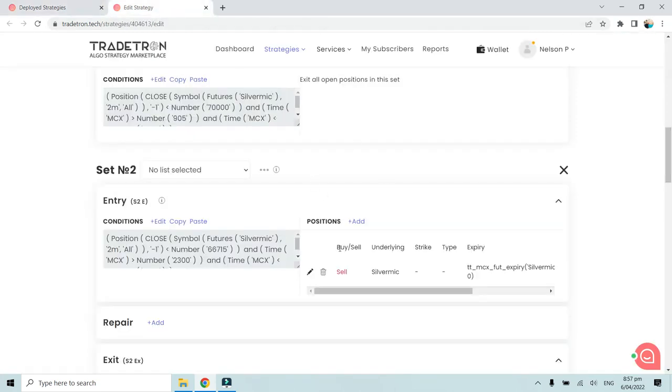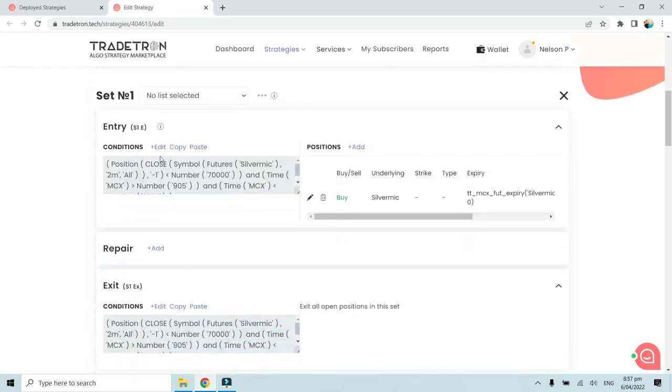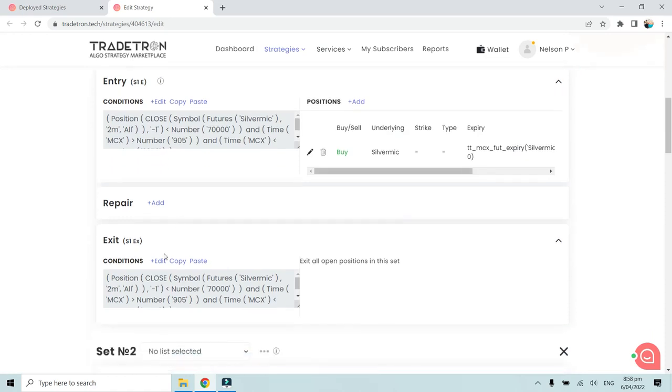we know that this is not the set where the issue is. We know that the issue is with this particular set. So now we will see what the issue is. If I click on edit, my condition is that the close of Silver Micro on a 2-minute candle, of the previous candle, should be less than 70,000. Alright, so this is the entry condition. At the same time, there is the time condition, that it should be between 9 and 12 o'clock in the night. And we will go to the exit condition.